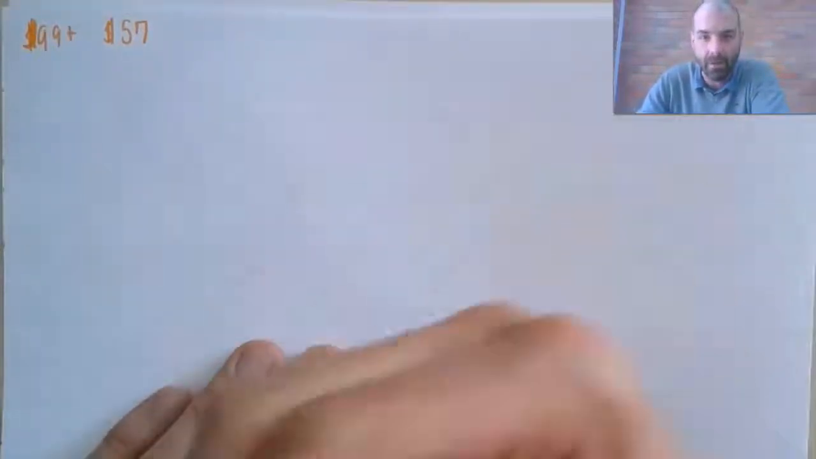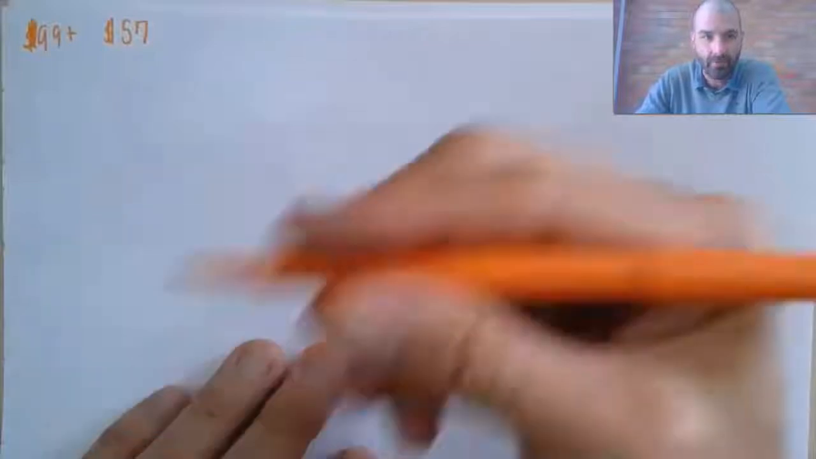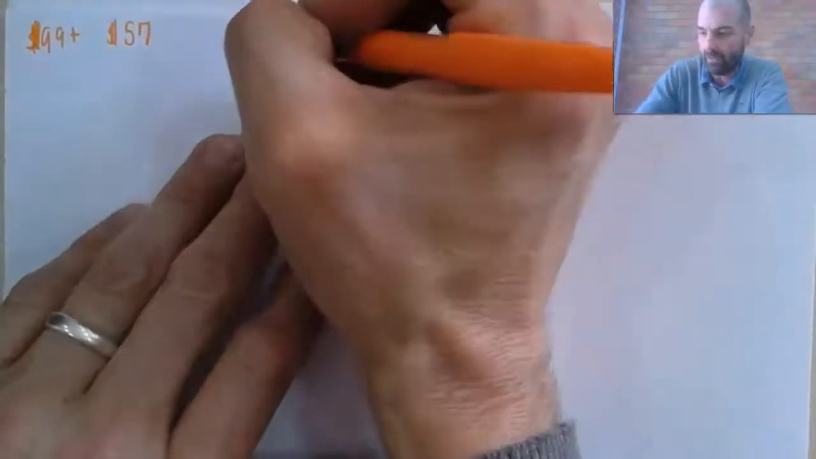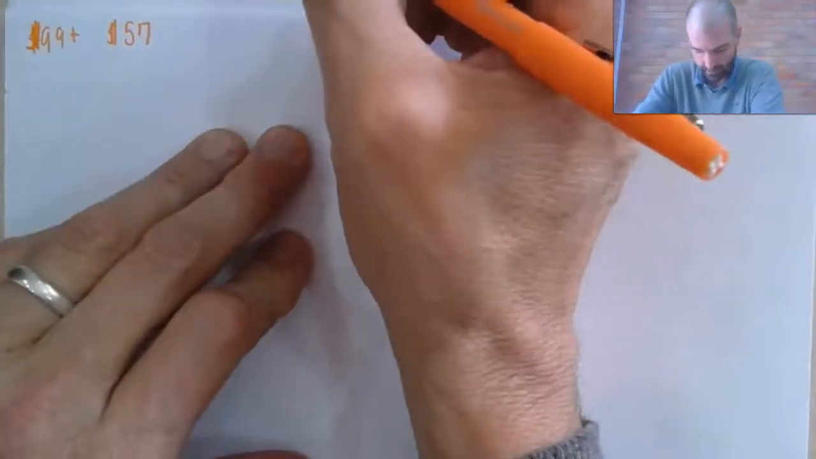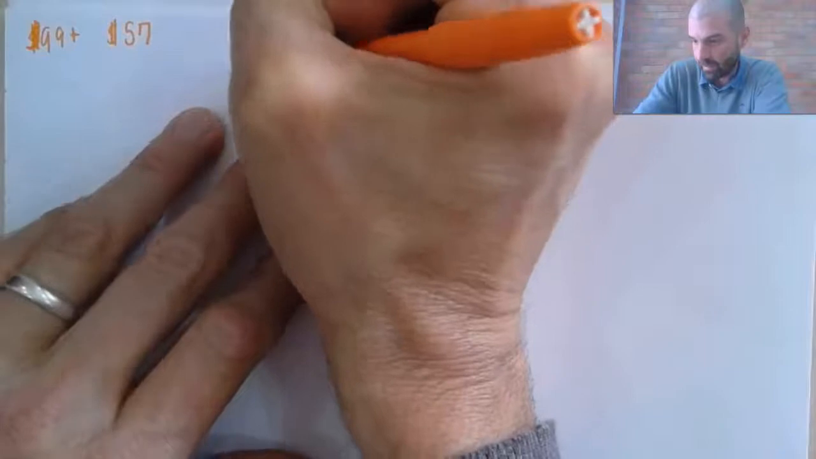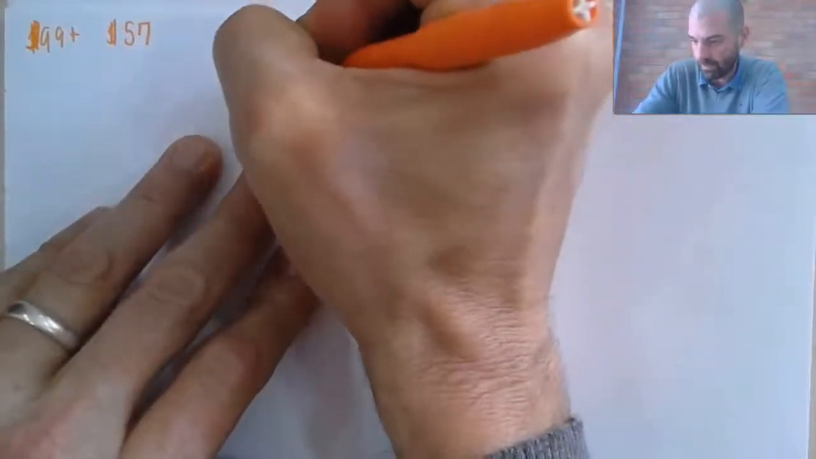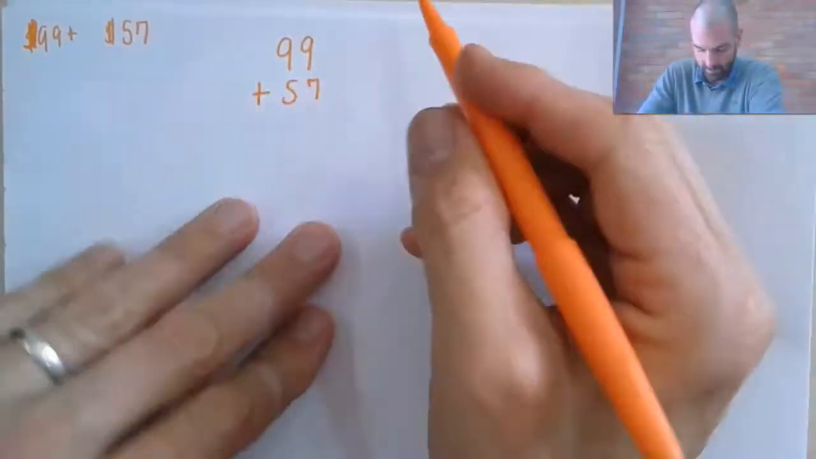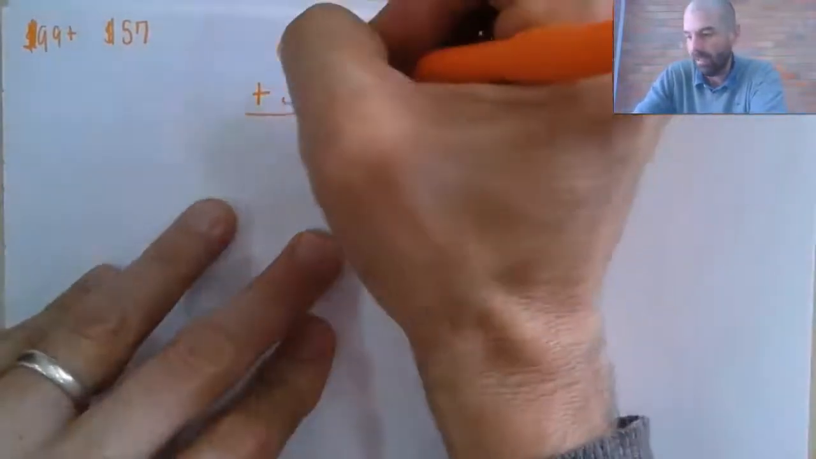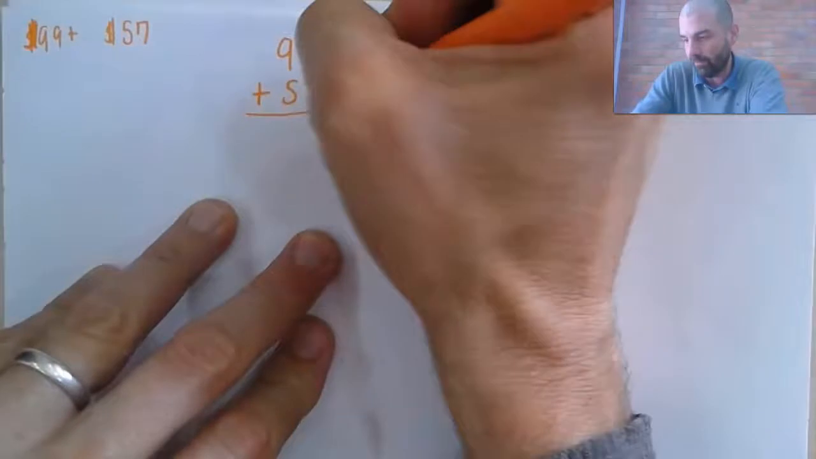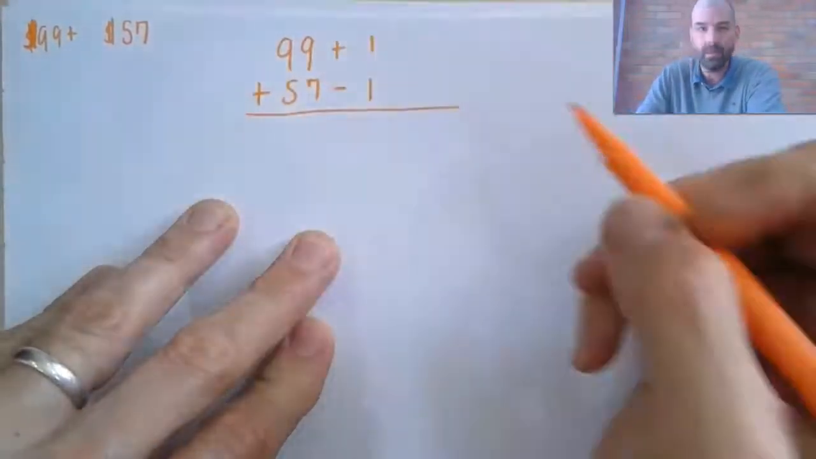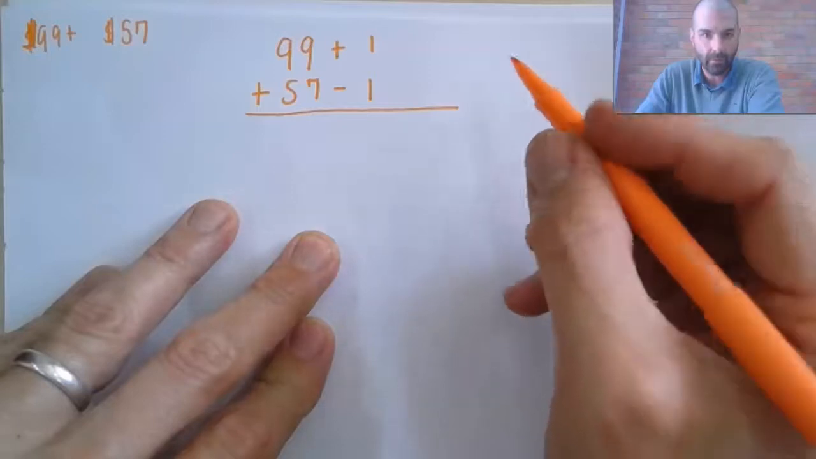Strategies help us to think about math. Strategies help us to think about numbers. So I see that 99 is very, very close to 100. So if I have 99 plus 57, and I know what you're thinking, you're like, Mr. Light, you're just going to do the standard algorithm. I'm not. If I take 1 away from 57 and I give that 1 to 99, what do I get?